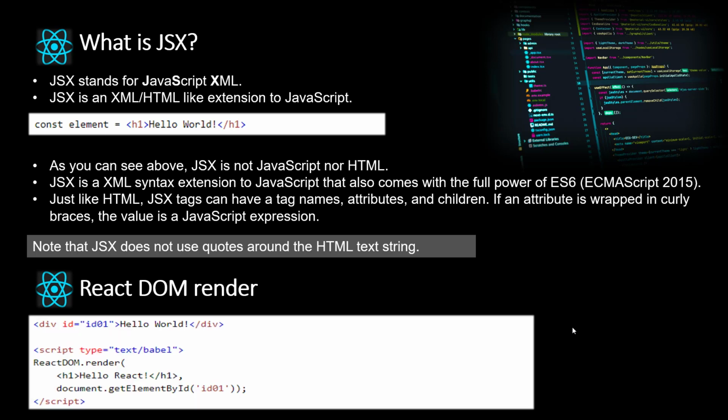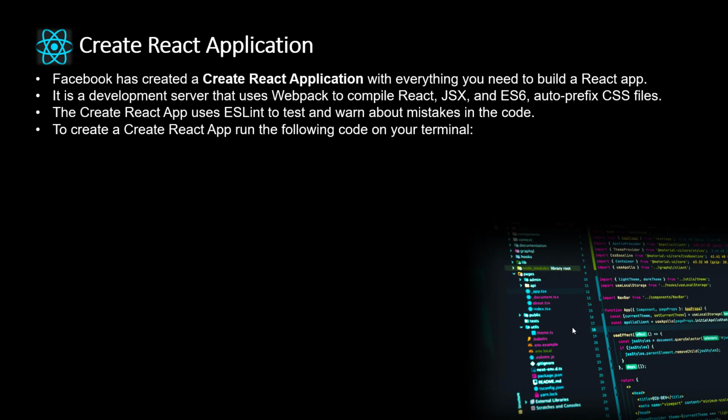ReactDOM render. This is an example of ReactDOM render. Create React App. Facebook has created a Create React App with everything you need to build a React app. It's a development server that uses Webpack to compile React, JSX, and ES6, and auto-prefix CSS files. The Create React App uses ESLint to test and warn about mistakes in the code.